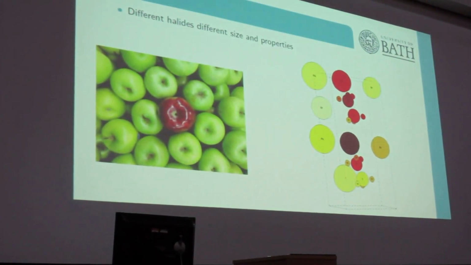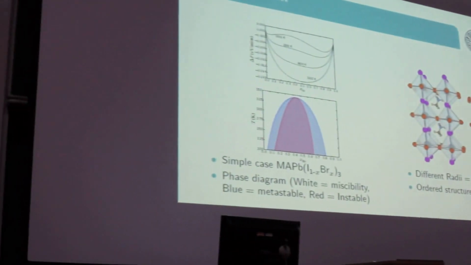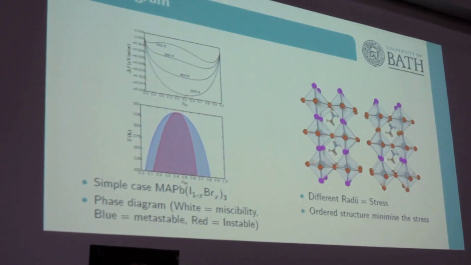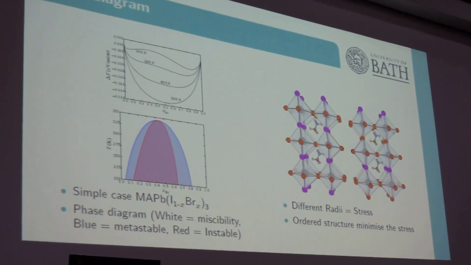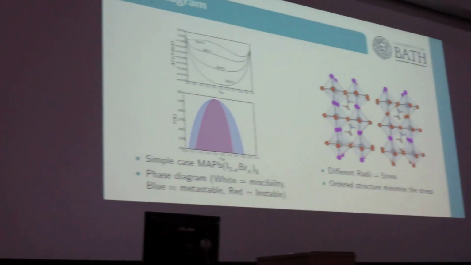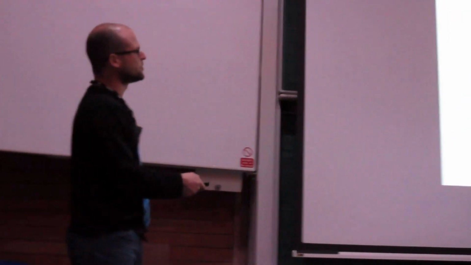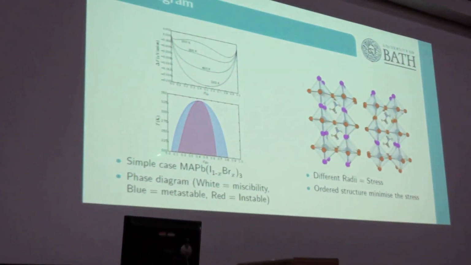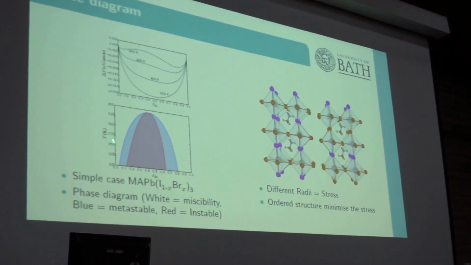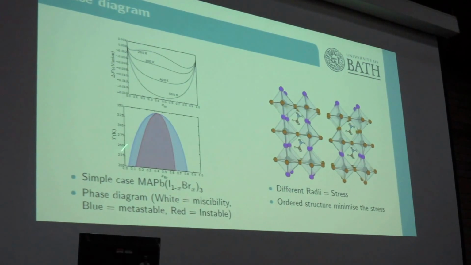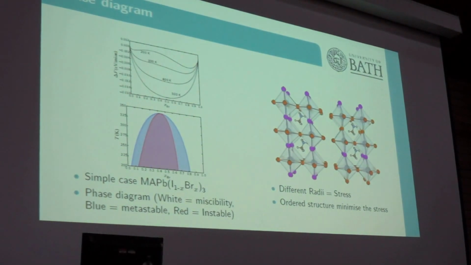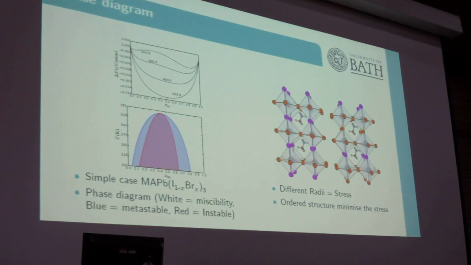So we calculate all the possible compositions that you can have in a material, and we derive the phase diagram of methylammonium lead iodide mixing iodine and bromine. This axis is the composition of bromine, and this one is the temperature. The white part is where you can have complete mixing of the two halides, the blue part is where you have a metastable situation, and the red part is a completely unstable composition.